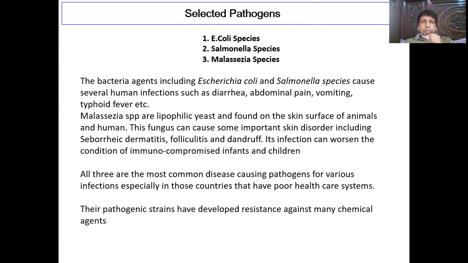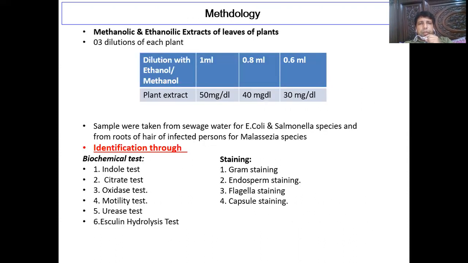I did not go into details of pathogenic or non-pathogenic strains. I straightforwardly covered these species and conducted an in vitro study for detection of their antimicrobial activity. And when we talk about methodology, we take three dilutions of each plant.